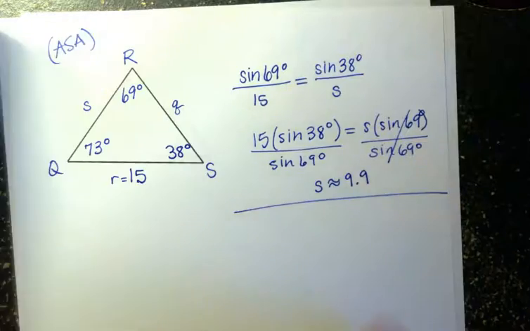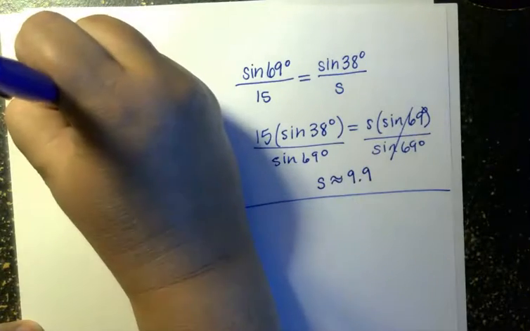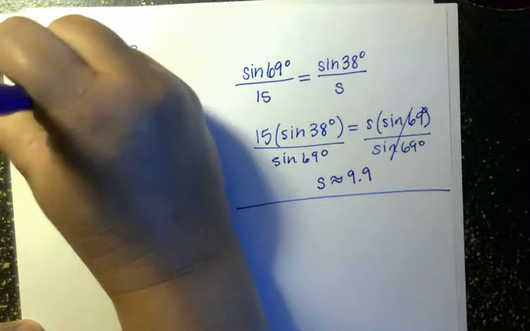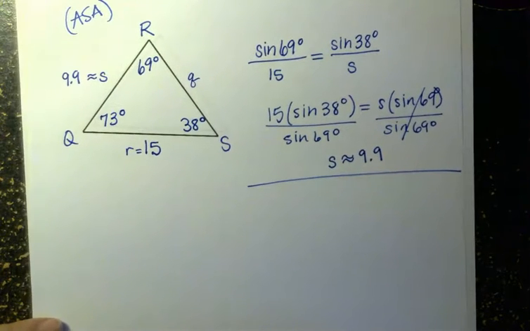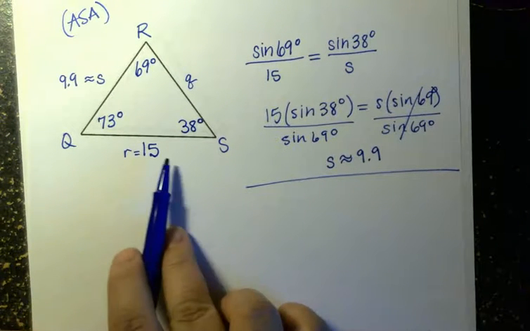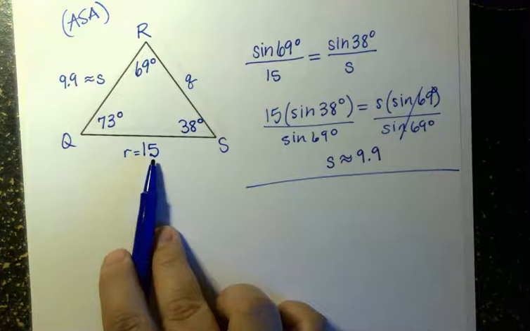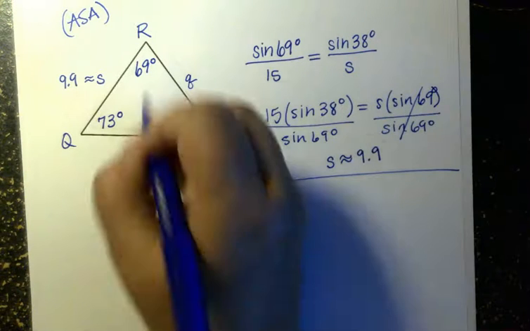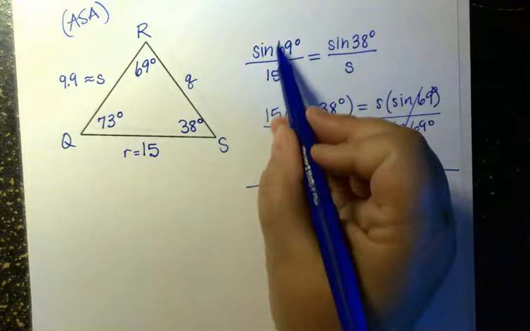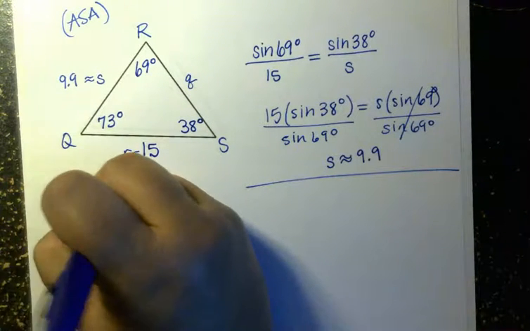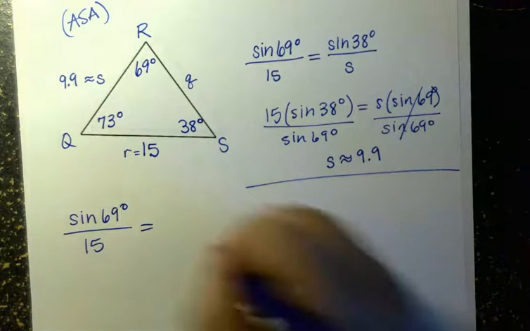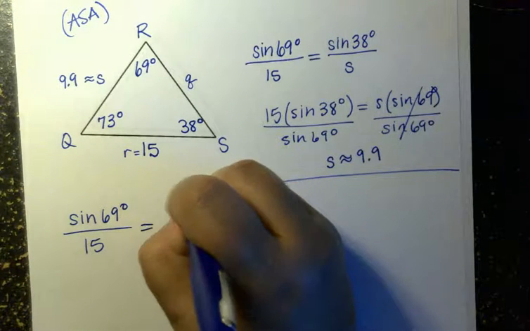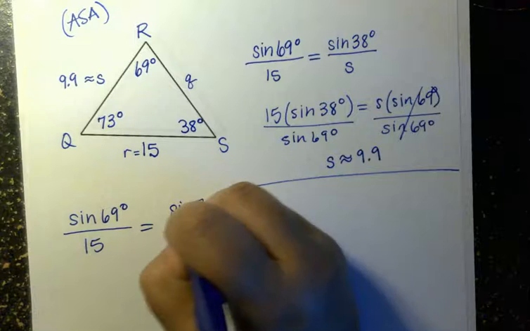Okay? Now I'm going to go ahead and find q. But I'm not going to use 9.9 to find q because 9.9 is a rounded answer. I'm going to go back and use the one I know exactly, which is 15 for r. So let's go ahead and use the same ratio that we started with, but this time set it up with q. Sine of Q, which is 73 degrees, over little q.